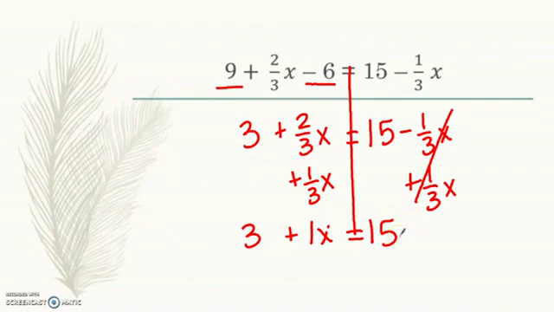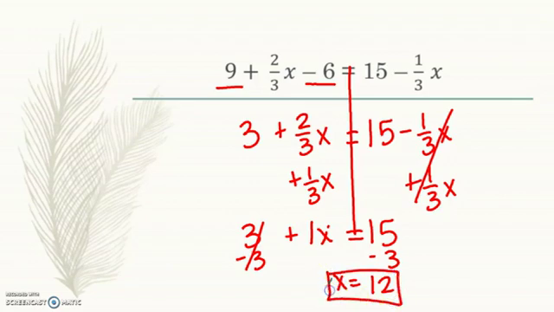Perfect. So don't let fractions freak you out. And then you just solve it. Opposite of positive 3 is a negative 3. I have 1x here equals 15 minus 3 is 12. You could divide by 1 for sure, but any number divided by 1 is just going to be the same number, so 12 it is. Okay? So do not let fractions freak you out.